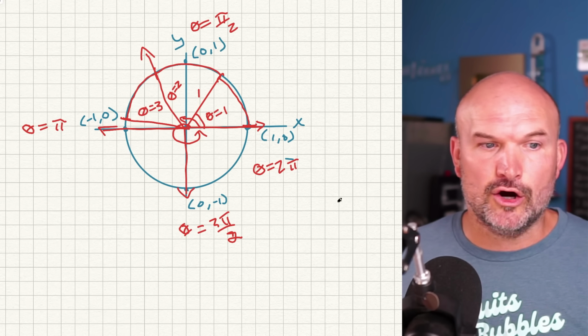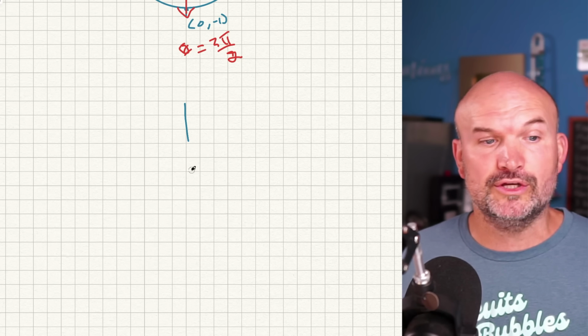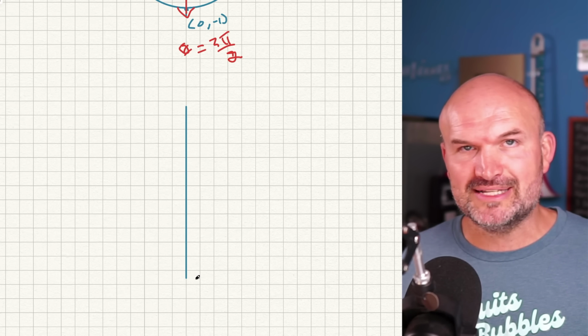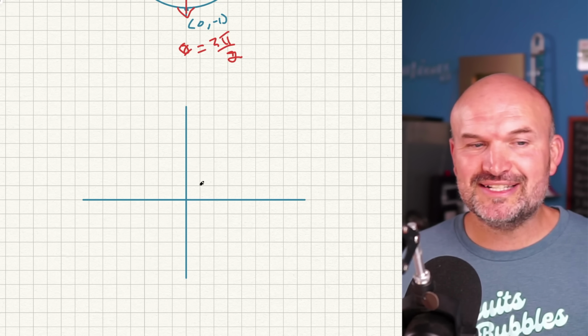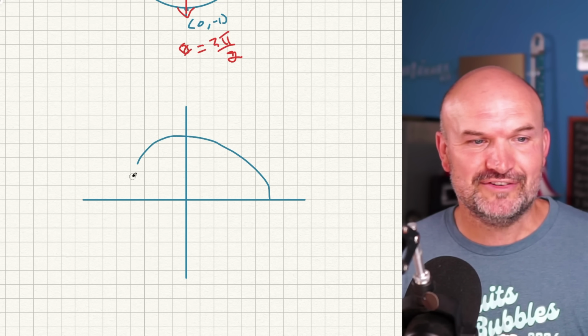But then students start getting overwhelmed because their teacher shows them the whole unit circle. And I don't know about you, but comment down below. Have you had to make the unit circle on a paper plate? When I first started teaching precalculus, that was the activity we used to do.